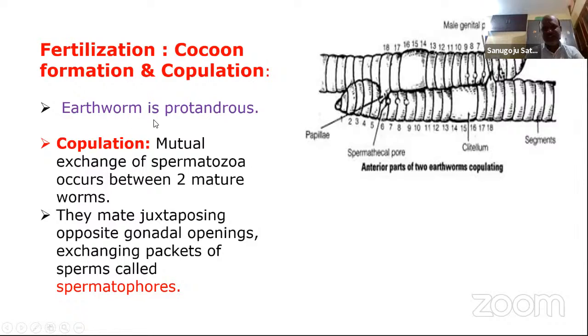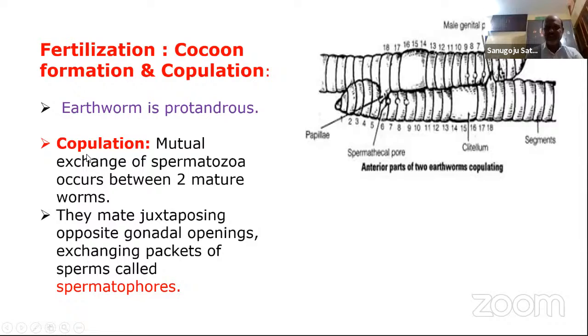And here is a point: earthworm is protandrous. Protandrous means the male parts develop first, earlier than the female. In many organisms, female parts are more advanced than the male, but in earthworms the male parts are well in advance. They develop well before the female. The male sexual parts developing earlier than the female is called protandrous. That's why the earthworm is protandrous.